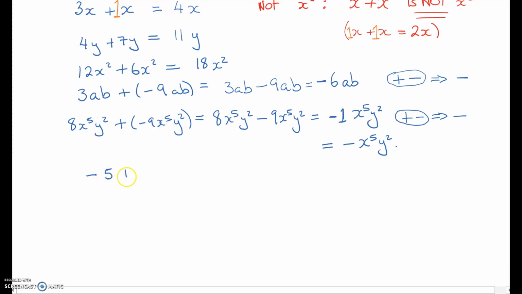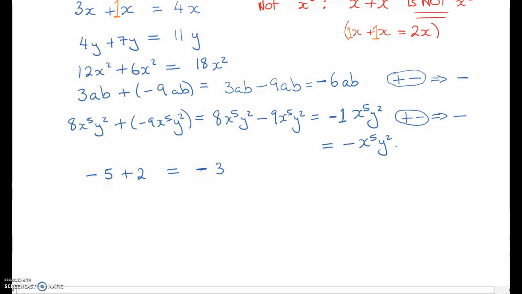Negative 5 plus 2. These are like terms. There's no letters at all, so they're like terms. And they have different signs, so we're going to subtract. So small one from the big one. 2 from 5 is 3. And use the sign of the bigger number. Well, 5 is bigger than 2, and 5 had a negative sign. So your answer is going to be minus 3.